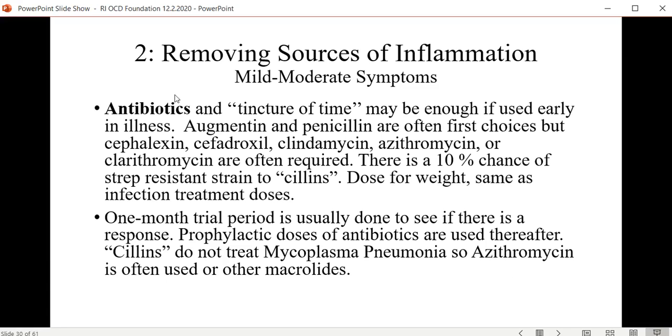Removing sources of inflammation, I mentioned antibiotics, and what's called tincture of time. You may notice in your children's OCD experience that it modulates. Sometimes it goes up and sometimes it goes down. Stress always worsens OCD. Illness can worsen OCD if you haven't noticed. And it's a question mark really in my head where the line is drawn between PANDAS and traditional OCD. But the kids with traditional OCD don't have a lot of these accompanying bad symptoms.